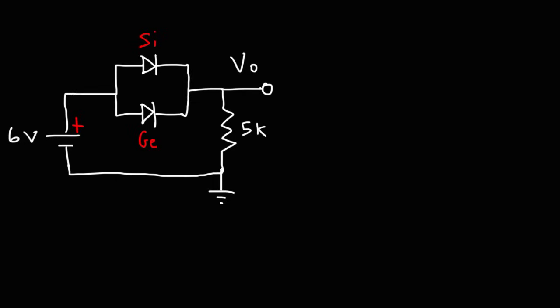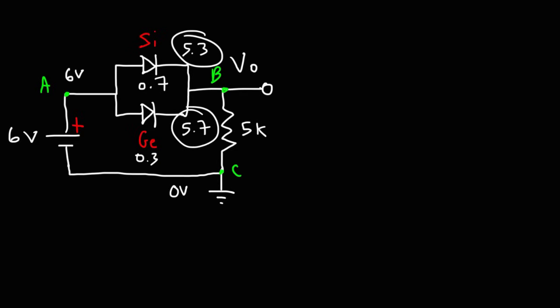But let's label our points of interest. So we have point A, point B, and point C. The potential at point C is 0 volts. At A is 6 volts. Now, the germanium diode has a voltage drop of 0.3. So it wants B to be at 5.7. The silicon diode has a voltage drop of 0.7, so it will cause B to be at 5.3. But both of these values can't be correct.